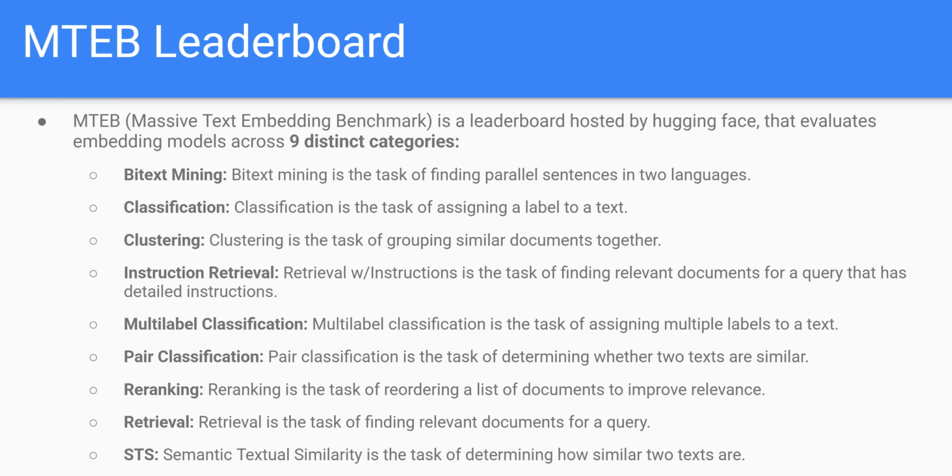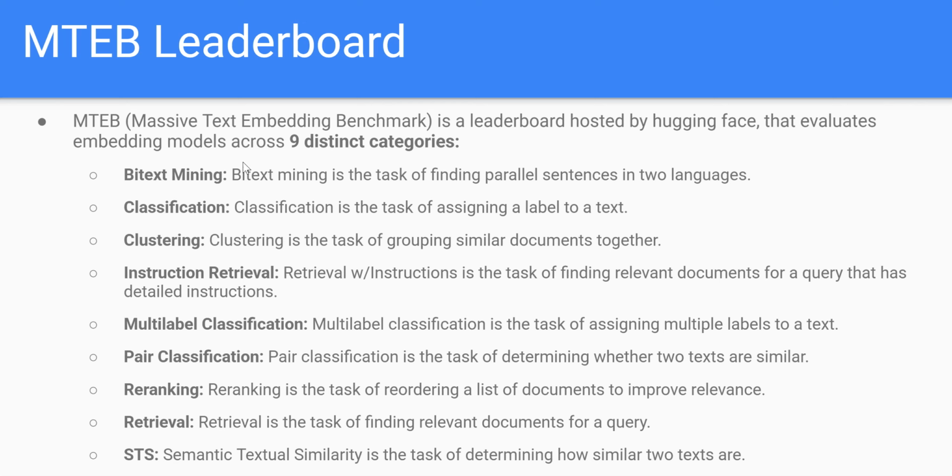All right, so really quickly, I want to go through how we actually find good embedding models. The open source community has already done a lot of work on judging or evaluating embedding models. The current benchmark leaderboard that is the most popular for text embedding models specifically is the MTEB, the Massive Text Embedding Benchmark. It's hosted on Hugging Face and it evaluates embedding models across 9 distinct categories.